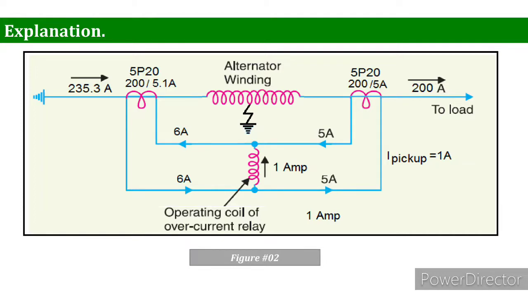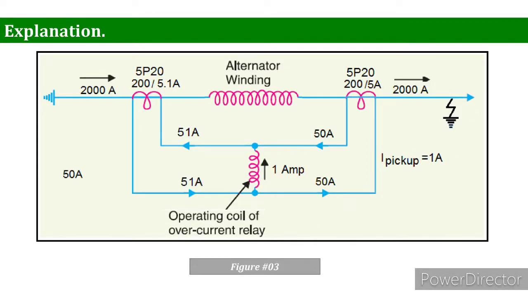So if this relay is installed on an alternator winding, what will happen? It will trip it. So in this condition, a false operation and a false tripping is performed due to this CT mismatch problem.